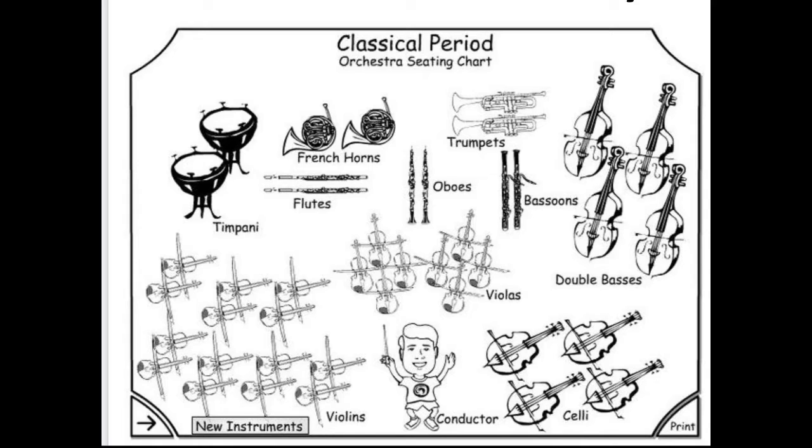Now, in the back, starting at the left, you see the timpani. That was the percussion. You see the flutes and the French horns there, and then you see the oboes and the bassoons. So right there, you have a line of flutes, oboes, and bassoons. That's your woodwinds. And then you see the trumpets behind the oboes and bassoons. And then to the far right in the back, you have the double basses.